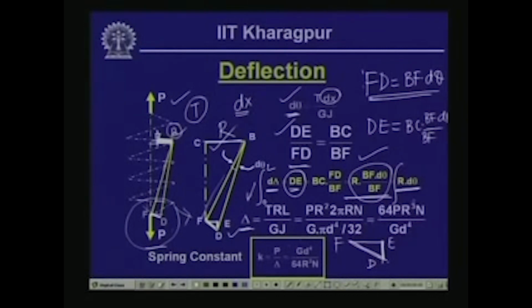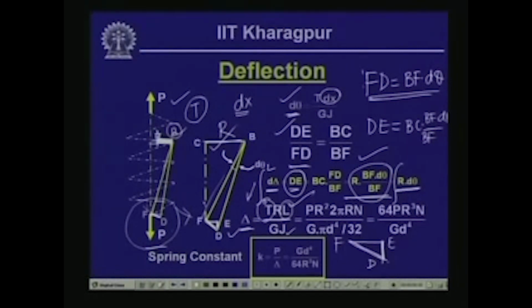This is equal to, in place of d theta, T dx by GJ, so T R by GJ will come out, and integrating dx over the length will give the length L. So delta, the total deflection that we get in the vertical direction, is equal to T R L by GJ. And as you know, the twisting moment T is equal to P times R. So this becomes P R square L by GJ, where the length L is the total length of the spring coil.